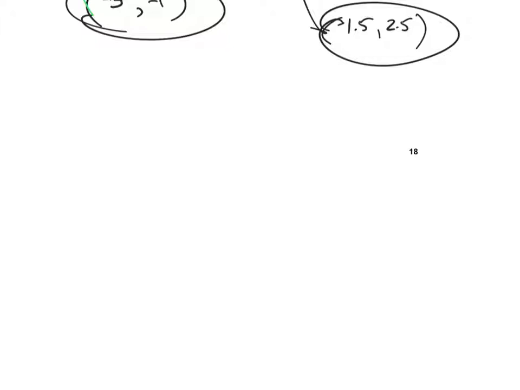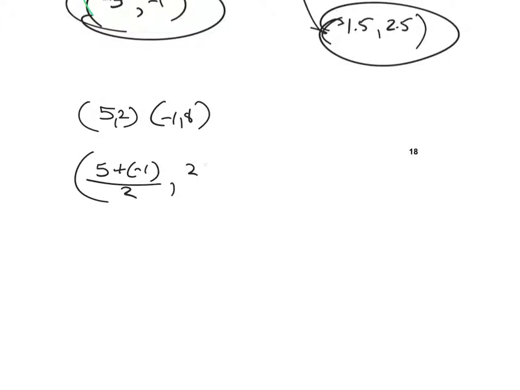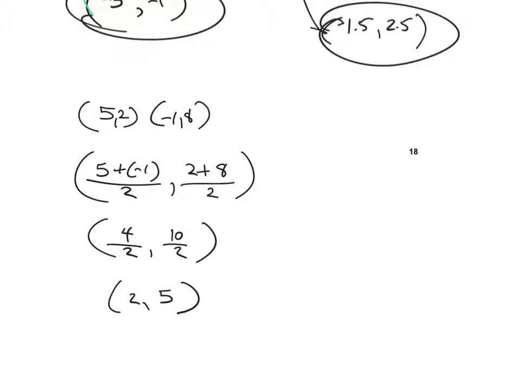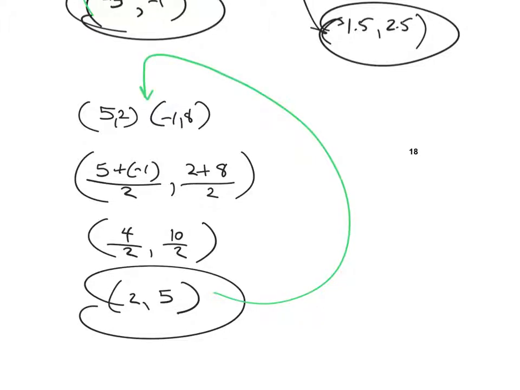Okay, and then let's look at 5,2 and -1,8. If I want to find the midpoint, it'd be 5 plus -1 divided by 2, and 2 plus 8 divided by 2. So 5 plus -1 is 4 divided by 2. 2 plus 8 is 10 divided by 2. So 4 divided by 2 is 2. 10 divided by 2 is 5. You get 2, 5. The ordered pair 2, 5 would be the midpoint between 5, 2 and -1, 8.